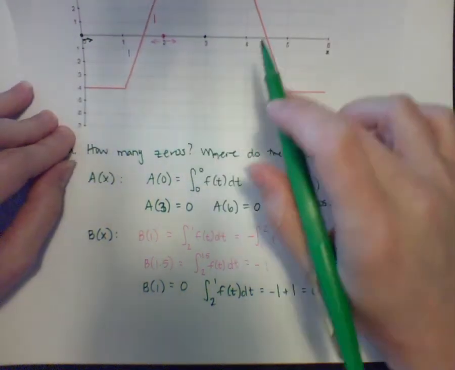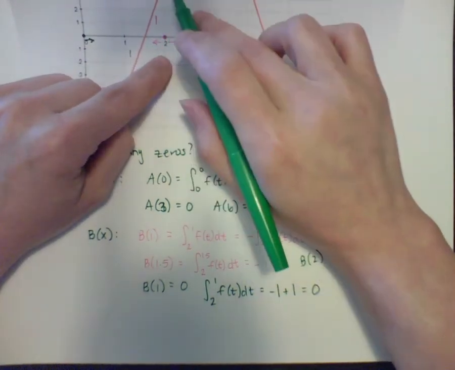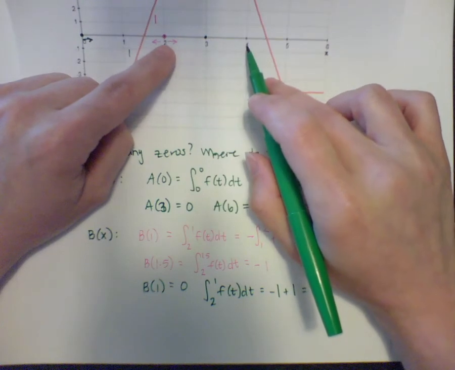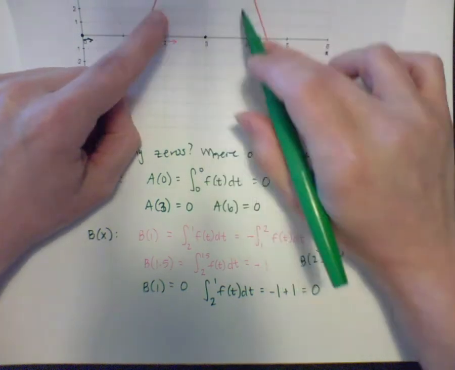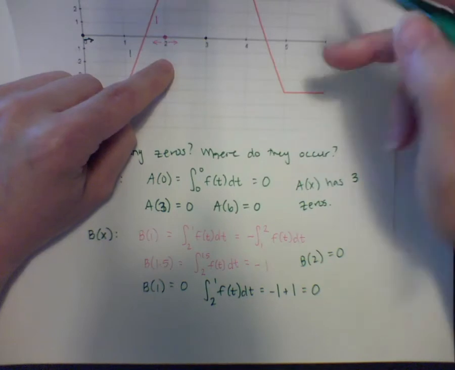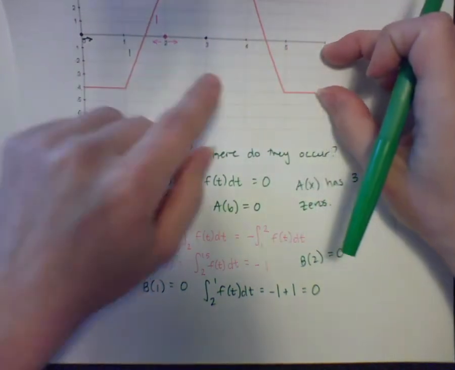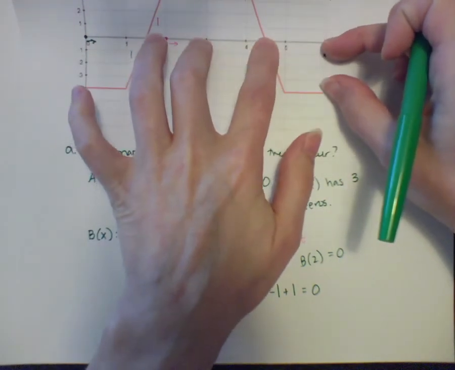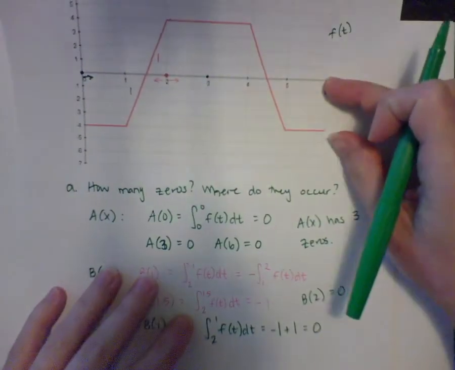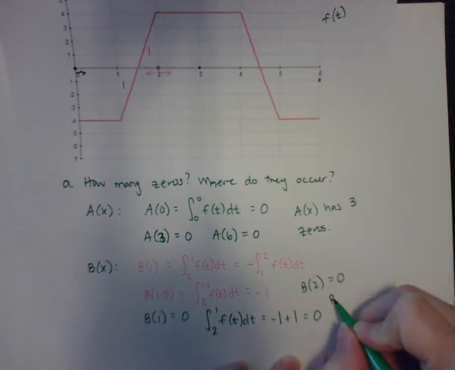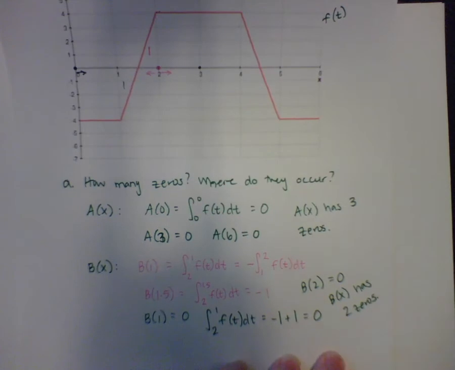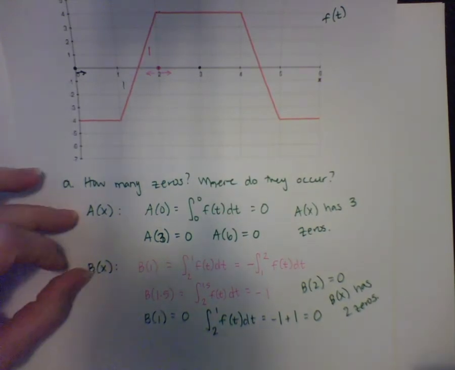As I progress forward this way, notice this would be a positive area because I'm going from 2 to 4. That's positive width, and my height is also positive. So this would be positive times positive, and notice that as I progress forward, I'm not going to be able to cancel out this entire area. These two areas cancel each other, but I'm still left with this one. So that's going to be the only zeros then. b of x has 2 zeros.